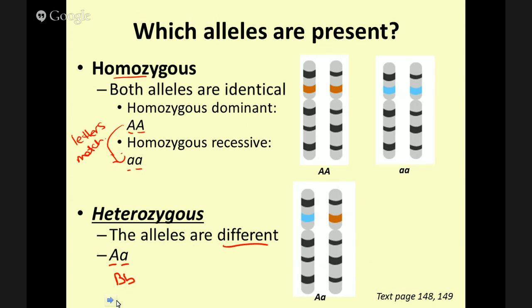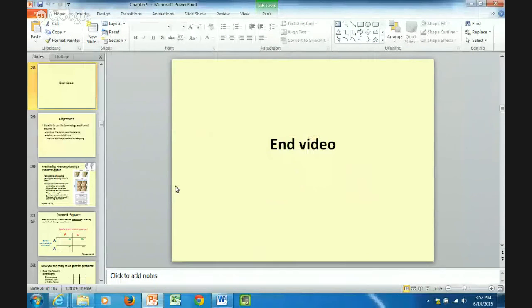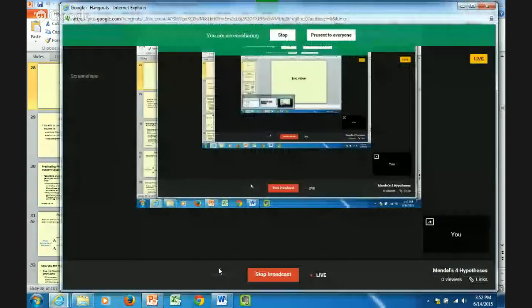These are all heterozygous. So remember, if you are homozygous, both copies of the gene are the same on the pair of homologous chromosomes. If you're heterozygous, the copies of the gene are different on the homologous chromosomes. So these are words we're going to see all the time when we're solving genetics questions. Okay, so that was Mendel's 4 hypotheses, and then a lot of vocabulary that we're going to use constantly to solve genetics problems.